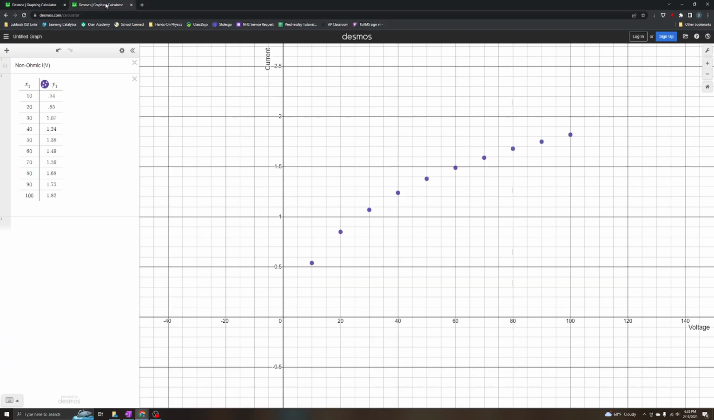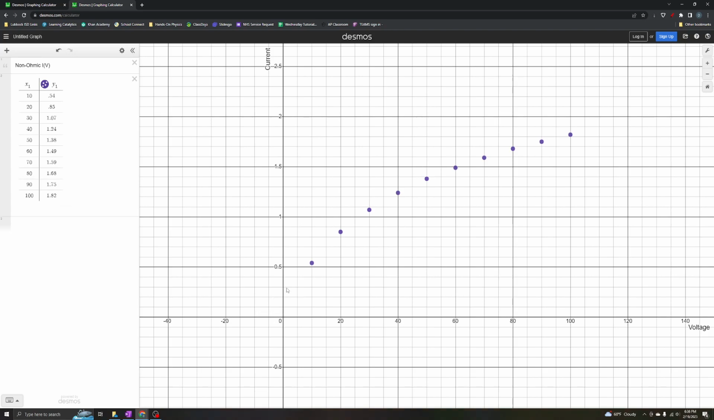So if I go over to this tab here, this purple represents that non-ohmic light bulb. And you can see that the graph clearly is not linear. It levels off after a time, and it doesn't increase as rapidly. So that would be a resistor that's considered non-ohmic. And the truth of the matter is that most resistors have a range of voltages for which they behave ohmic, and a range of voltages for which they do not behave ohmic.